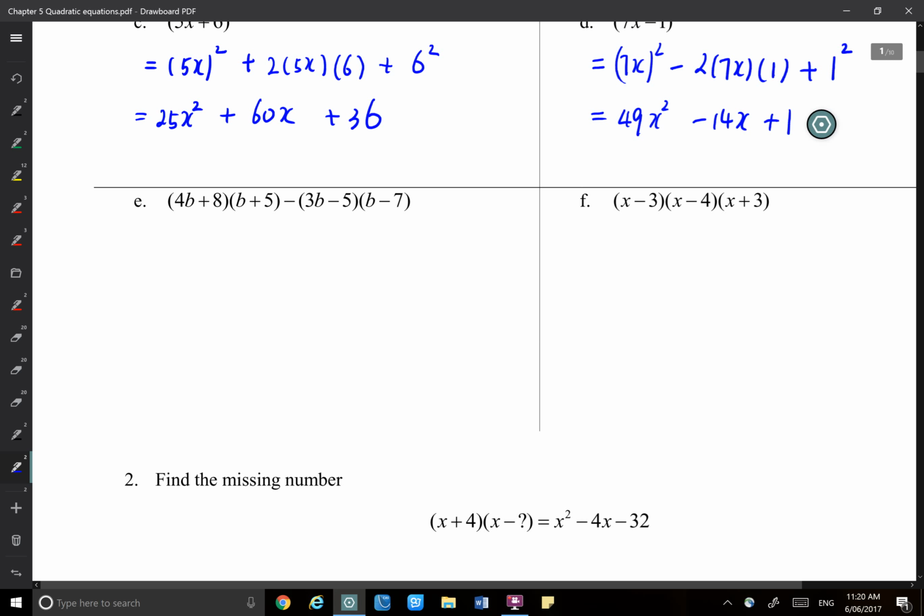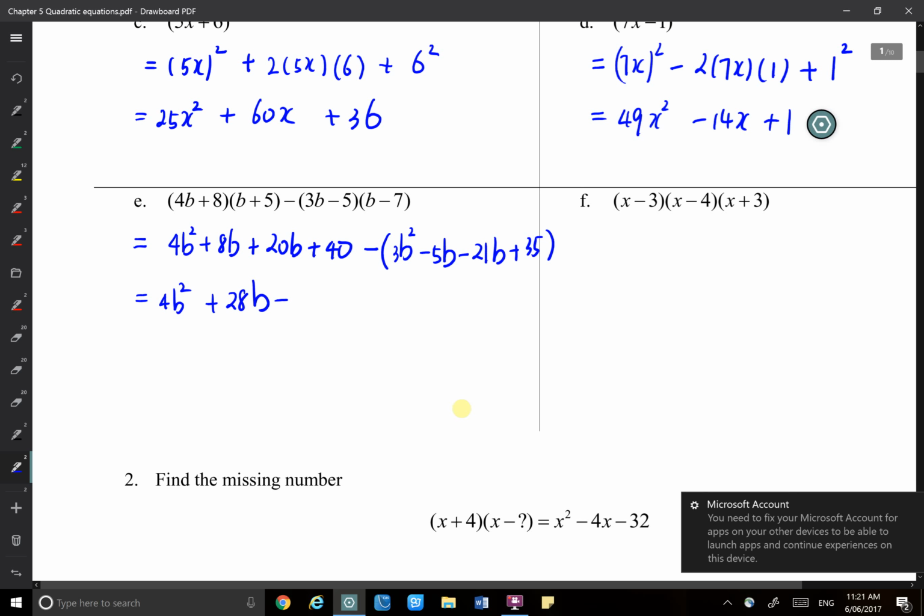Okay, e. So e is a bit long. So 4b squared plus 8b plus 20b plus 40 minus, okay, everything needs to be in the bracket. 3b squared minus 5b minus 21b plus 35. That's 4b squared plus 28b plus 40 minus 3b squared. Okay, that's a minus 26b. So it's a plus 26b minus 35.